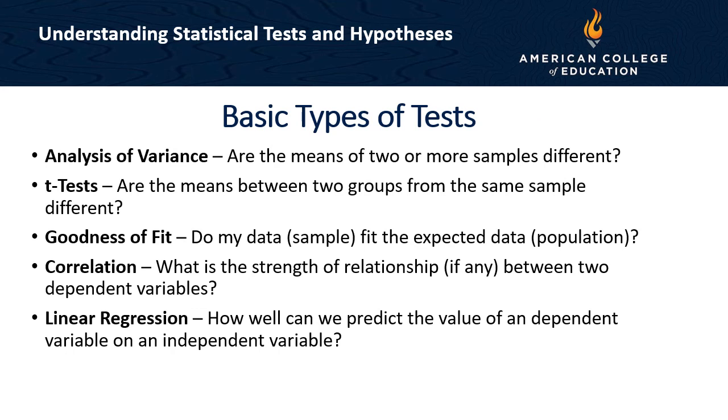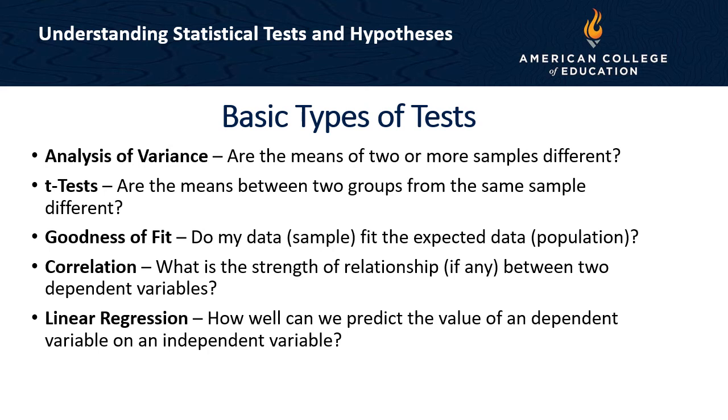In quantitative research, there are several basic types of statistical tests. The first is called an analysis of variance, and this is essentially a comparison of the means of two or more samples, and we want to know if those means between those samples are different. This is sometimes called a repeated measures test, and you'll see this also expressed as an ANOVA, A-N-O-V-A. So we're testing the means of particular samples, two or more samples, to see if they're different.